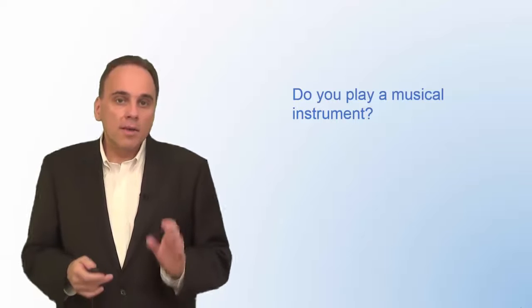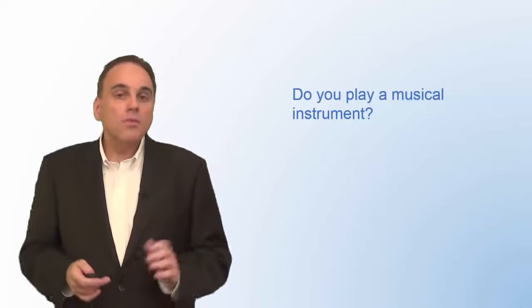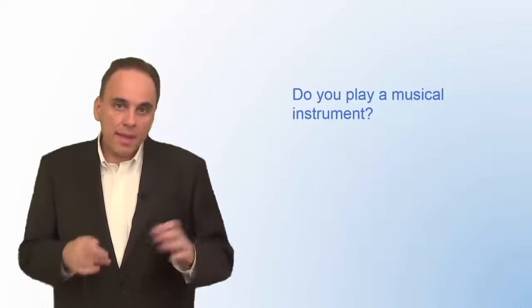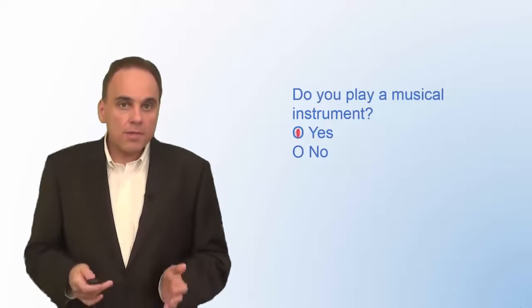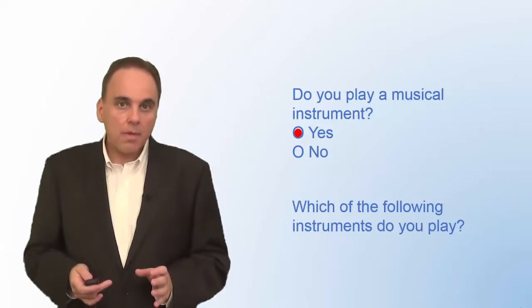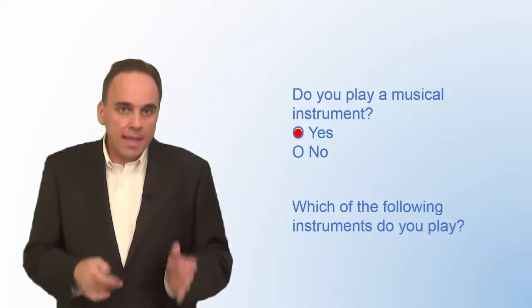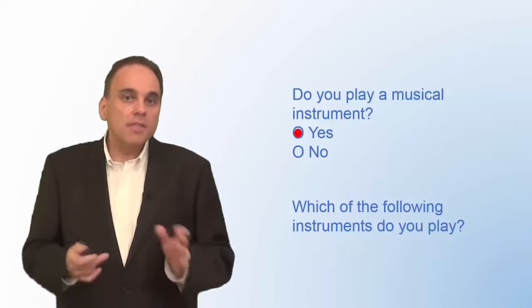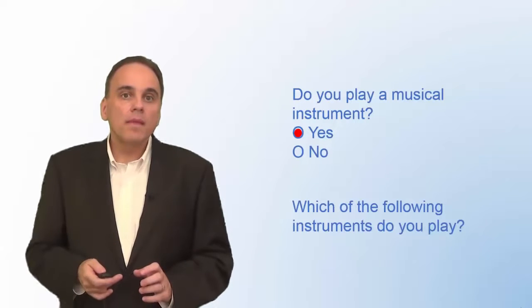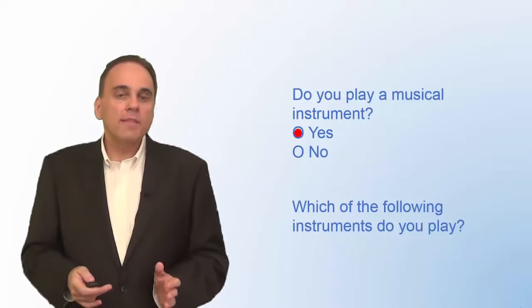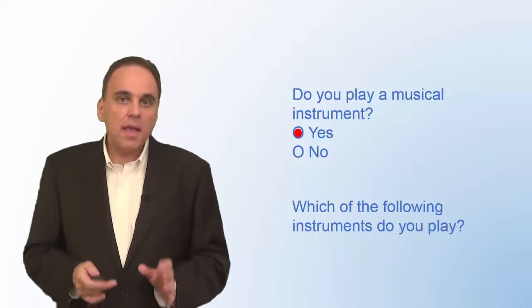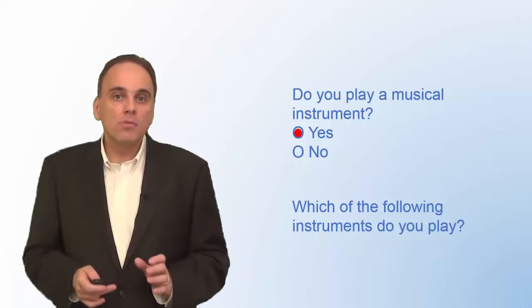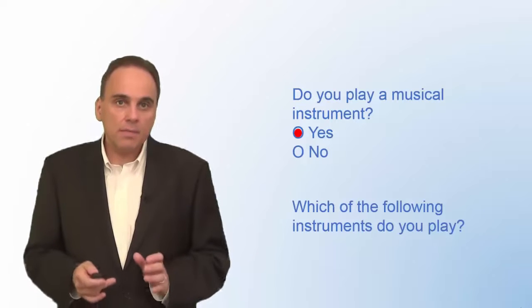For example, look at these 2 questions. Do you play a musical instrument? And then, which of the following instruments do you play? The first question is a branching question. Only if the respondent answers yes to the first question should the second question even appear. If there are questions in your survey that only apply to some of your respondents, use branching questions and make sure that the online survey tool you use supports skip logic.